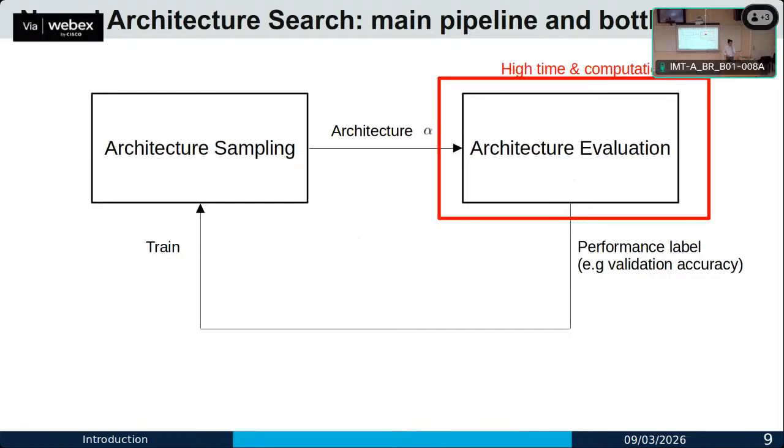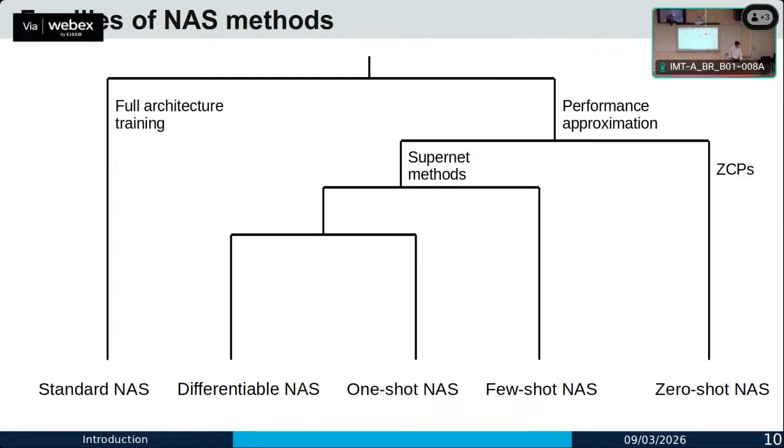This leads us to the main bottleneck of neural architecture search, that being the high time and computational costs of evaluating the architectures. This is because in a typical NAS pipeline, we would want to fully train the architectures from scratch, and we also need to do this many times in order to train the sampler properly. In response to this bottleneck, a sprawling literature has emerged with different families of NAS methods, ranging from the standard NAS methods with full architecture training from scratch, to other families that perform performance approximation based either on supernet methods or zero-cost proxy methods.